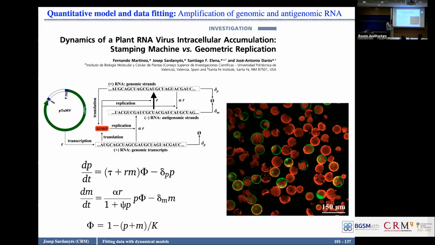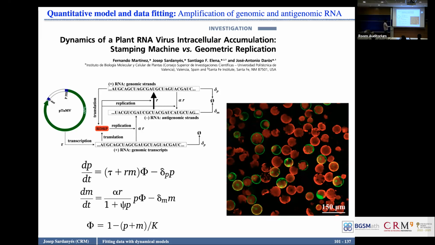And one important parameter is alpha. What is introducing alpha here? So if alpha is equal to 1, it means that the production from positive to negative is the same as from negative to positive. Then I have geometric replication. This is a very easy or nice way to introduce this thing. But if alpha is positive but close to 0, then it means that the main contribution will be from negative to positive, and we will have the stamping machine.